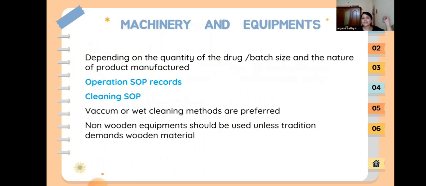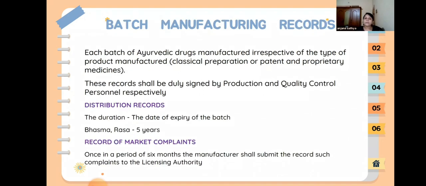And machinery and equipment. Depending on the quantity of the drug, the batch size, and the nature of the product, each and every section will have machinery. So there has to be a proper SOP for cleaning and maintenance of the machinery also. Vacuum or wet cleaning methods are preferred in pharmacies, and non-wooden equipment has to be used whenever possible. If the traditional process warrants wooden material, you can use it. Otherwise, you have to use non-wooden equipment like stainless steel. Currently in pharmacies, you can see stainless steel machineries for the entire purpose.